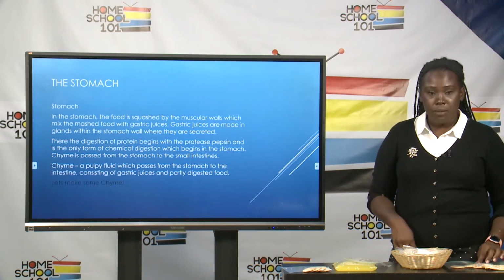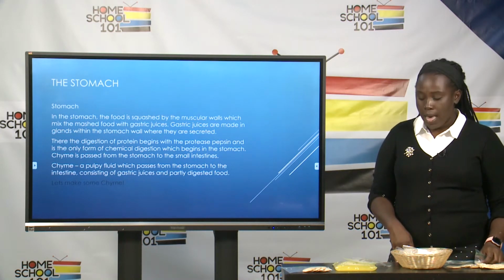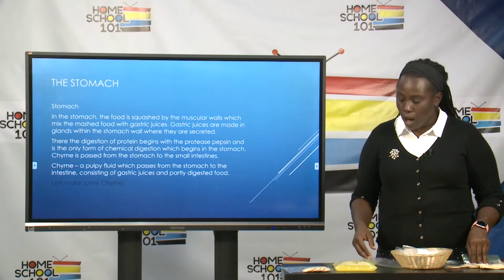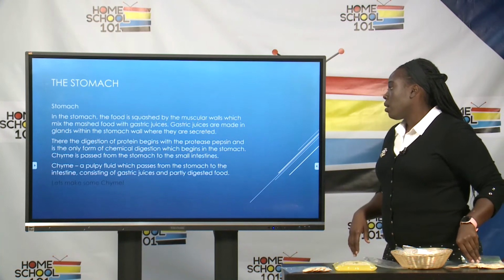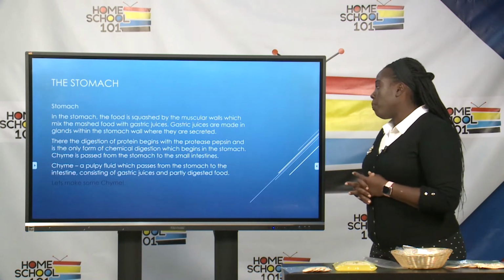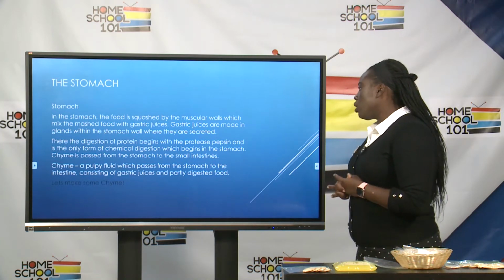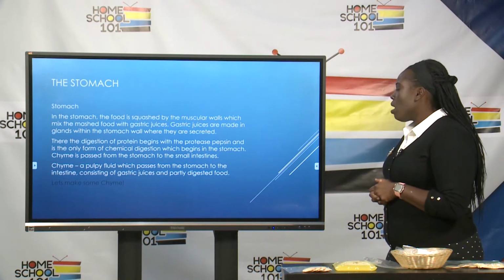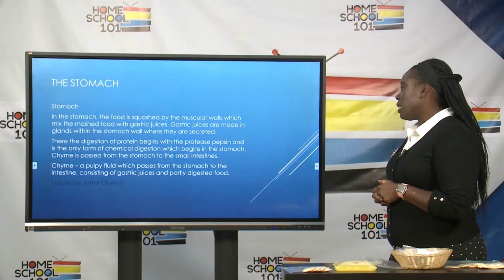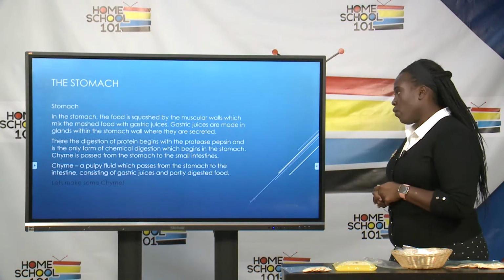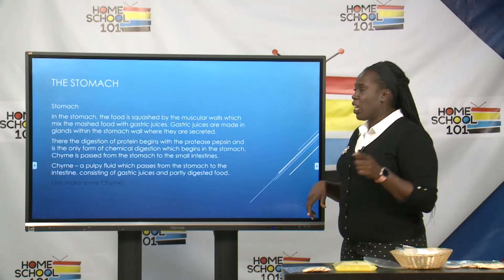As the food is mixed with the gastric juices, it creates what is called chime. Chime is a pulpy fluid which passes through the stomach to the intestine, consisting of gastric juices and partly digested food. Let's make some chime.